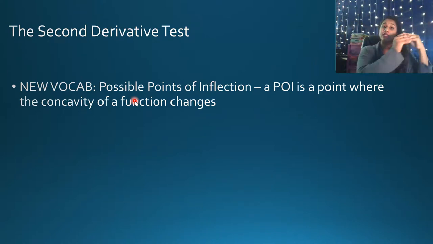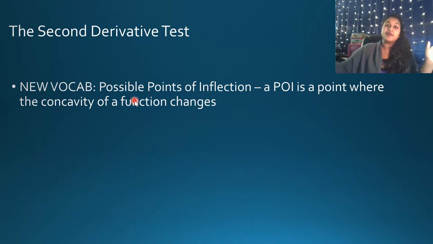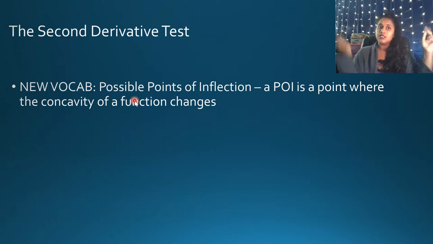So I'm hoping you recognize possible points of inflection as a totally separate word, PPOI. It's like the critical value. You identify them first. Then the true point of inflection is when you test it and you know that it changes concavity. So there's two different ways we see it. In the first derivative test, we call them critical values and we identify true maxes and mins. In the second derivative test, we call them PPOIs, and then we identify true points of inflection.